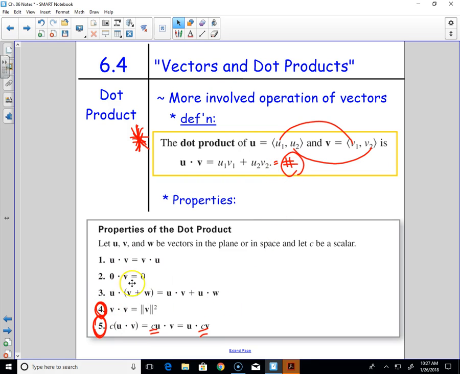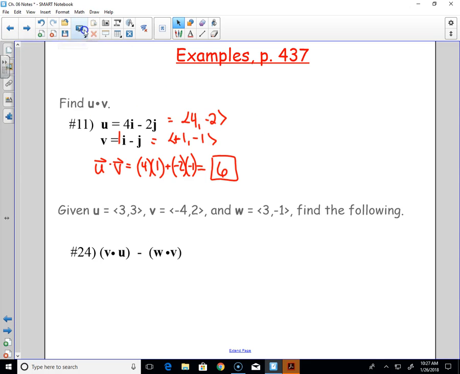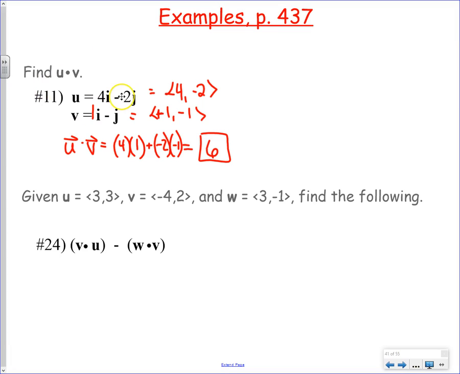There are some properties, most of them just common sense, but 4 and 5 are a little bit unique, a little bit different, and then we started practicing right here. This was in linear combination form. Put them in components, and we saw multiply the horizontals, 4 times 1. Multiply the verticals, negative 2 times negative 1. Add the two together. It's a constant. We're done. The groups are just now working on number 24. Let's pick up with them and see how we're doing.